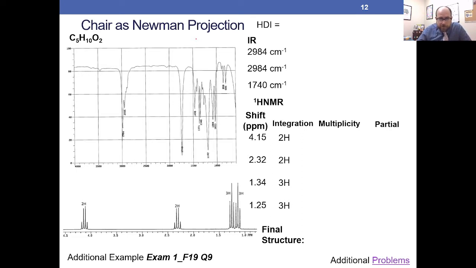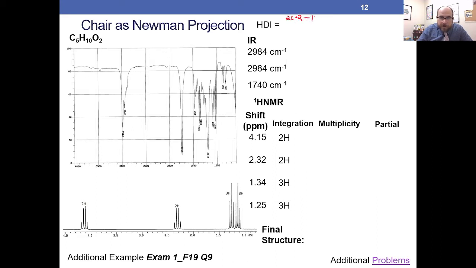When we're given this type of problem, the first thing we want to do is the HDI. We're going to figure out how many pi bonds and/or rings exist within our system. So that equation looks like this: 2 carbons, so 2 carbons plus 2.